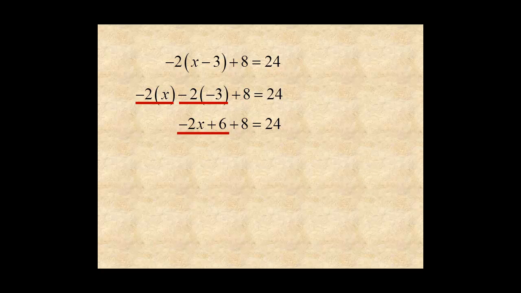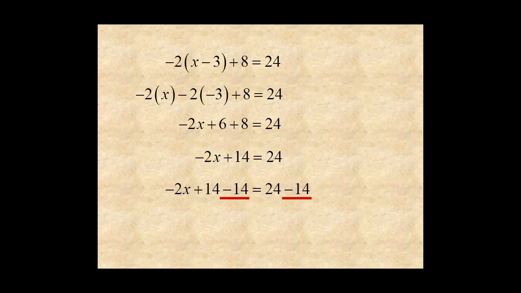Then combine the constants 6 and 8 for 14. Next, subtract 14 from both sides of the equation. This gives negative 2x equals 10. Then divide both sides by negative 2, and you have the solution, x equals negative 5.